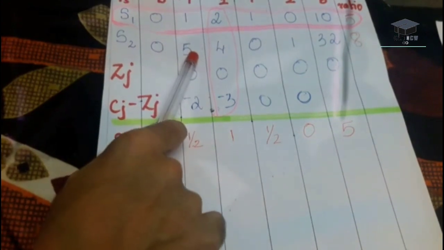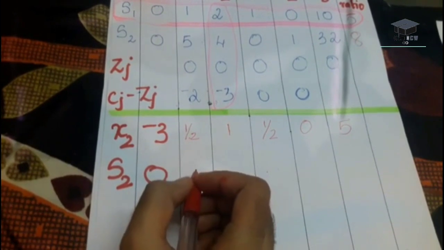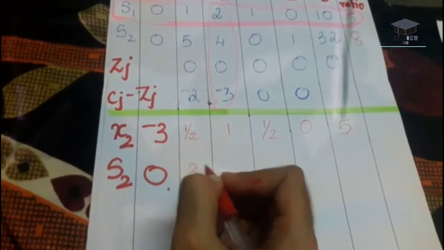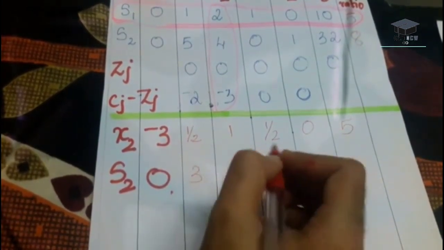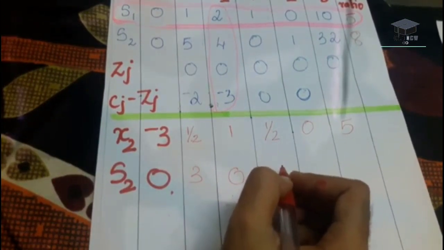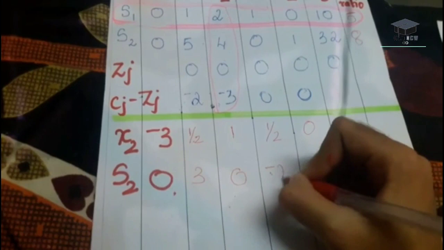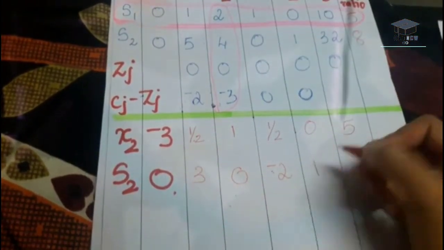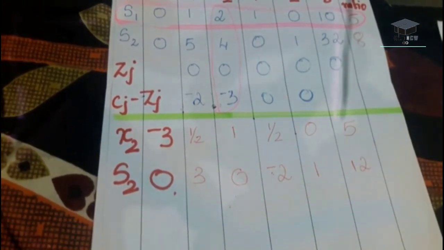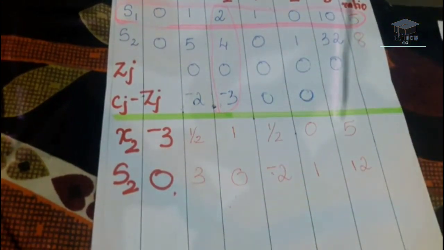Then we'll find the S2 values. How do we do that? Old value minus key column into key row by key element. That is 5 minus 1 into 4 by 2, which will give us 5 minus 2, 3. Then again 4 minus 2 into 4 by 2, that's 0. Then 0 minus 4 into 1 by 2, the third column element, it would be minus 2. Then 1 minus 0 into 4 by 2, that's 1. And then finally 32 minus 10 into 4 by 2, 12. So now we have found out the S2 values.